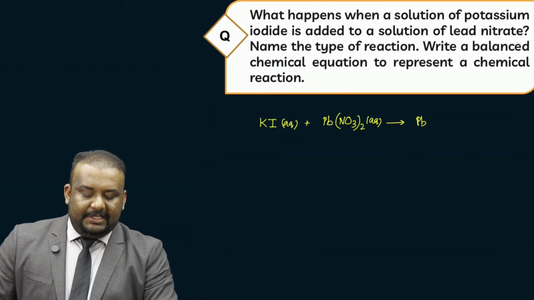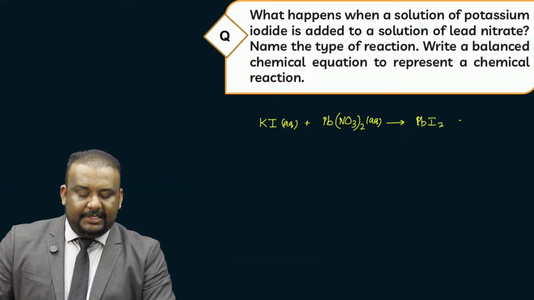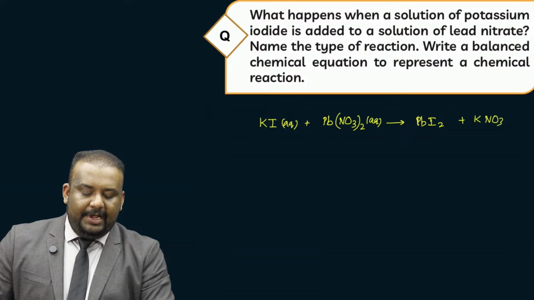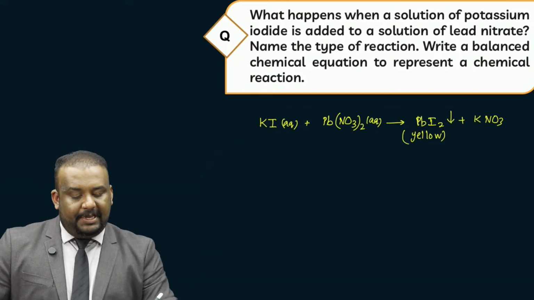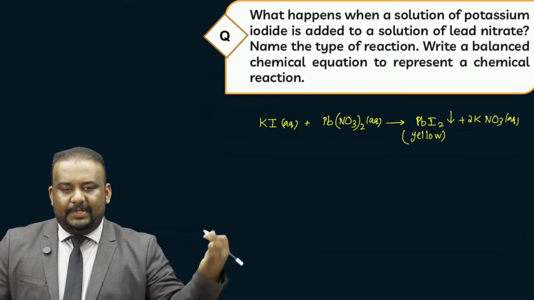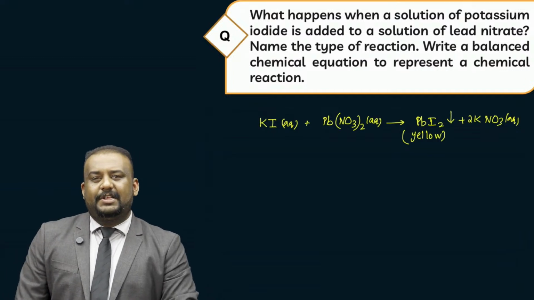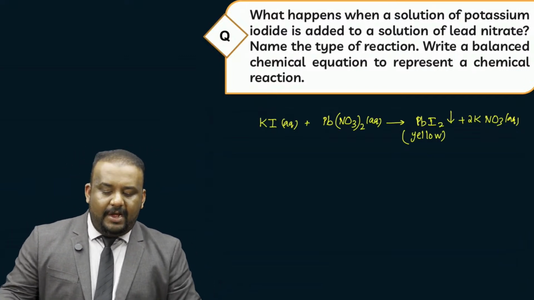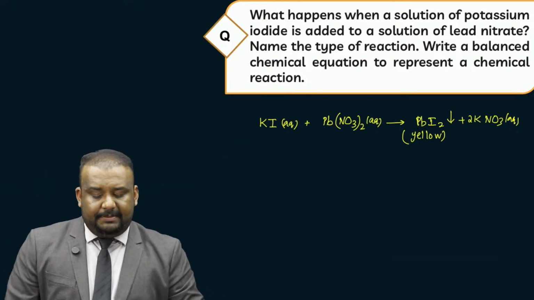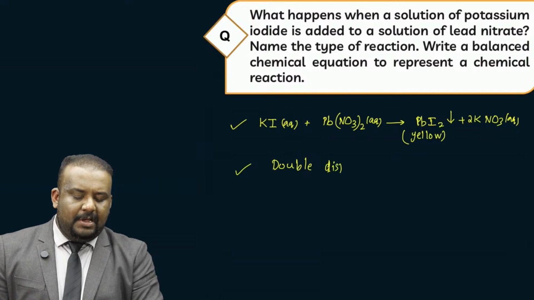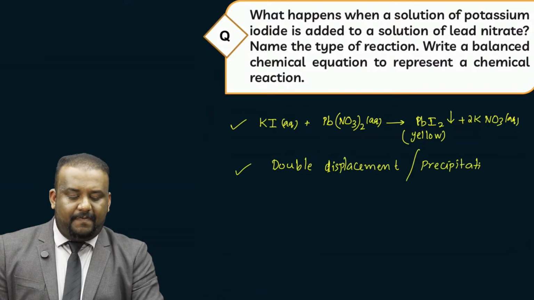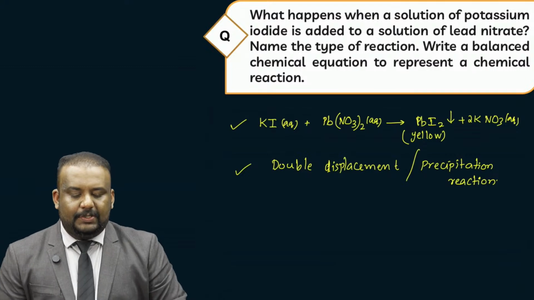You will see a double displacement reaction happening, and you will see that lead iodide is formed along with the KNO3. Lead iodide is a yellow colored precipitate. So this is going to get precipitated at the end, and potassium nitrate is an aqueous solution which is colorless. So the observation of this reaction is the formation of yellow colored precipitate of lead iodide, and it is a double displacement reaction. So this is a balanced chemical equation. Also, you can mention it is a precipitation reaction, because at the end of the reaction you are seeing the formation of yellow colored precipitate.